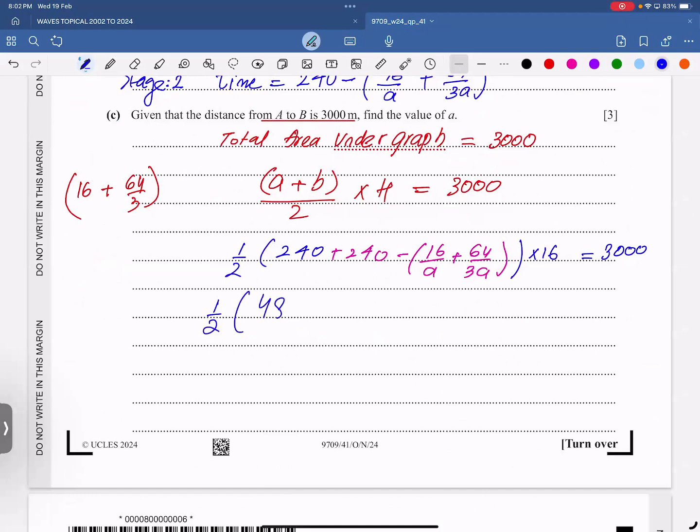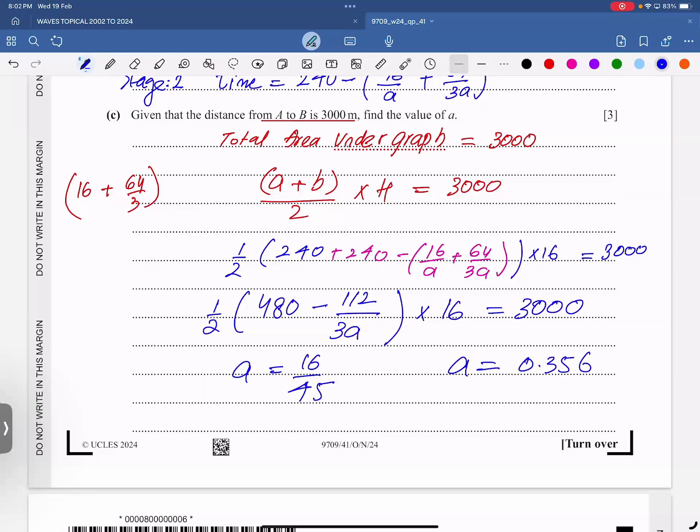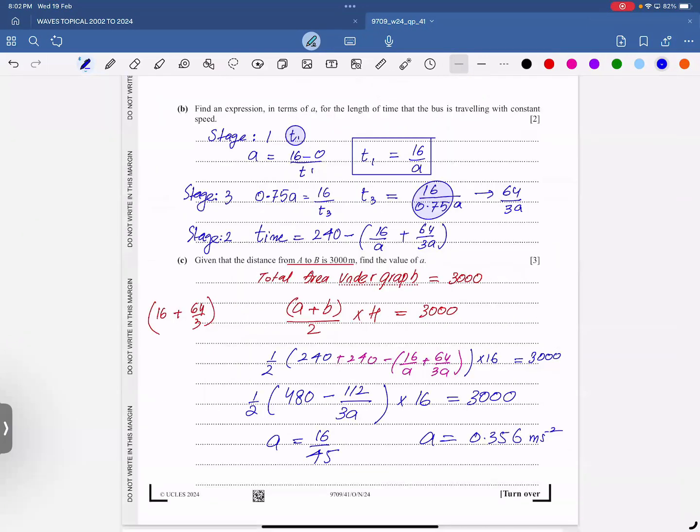Now you will solve that. Half, yeah, 112 over 3A, A is the denominator, my dear, into 16 is 3000. You can do shift solve. Answer is 16 over 45. In decimals, you can write that as well. Okay, my dear students? So this is how you have to do it. The area of the trapezium is the total distance travelled. You equate the area to 3000 and you solve it. The answer is 16 over 45.